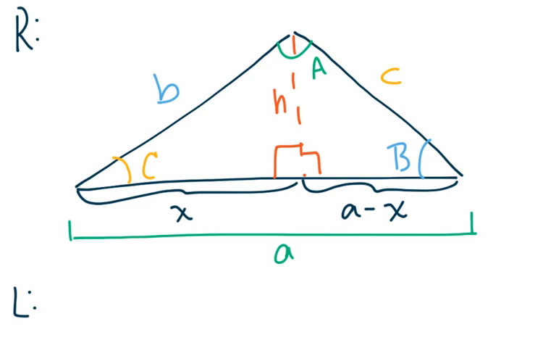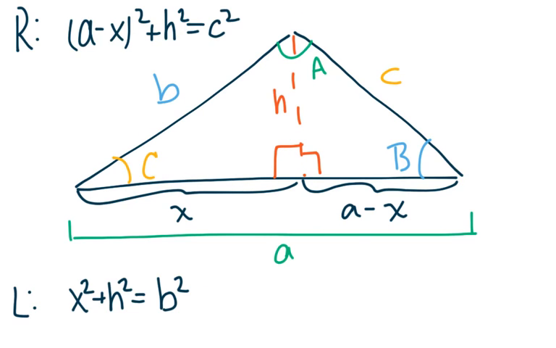Now, since I've got two right triangles here, I can use the Pythagorean theorem on each. My right-hand triangle is the one over here, on the right, obviously. I'm going to write the Pythagorean theorem for that up here, and then for my left-hand triangle, I'm going to write my Pythagorean theorem down here. So, for my right-hand triangle, I get (a minus x) squared, because that's one leg, and then for my other leg, I have h squared, and then my hypotenuse is c. And then for my left-hand triangle, one leg is x, one leg is h, and my hypotenuse is b.